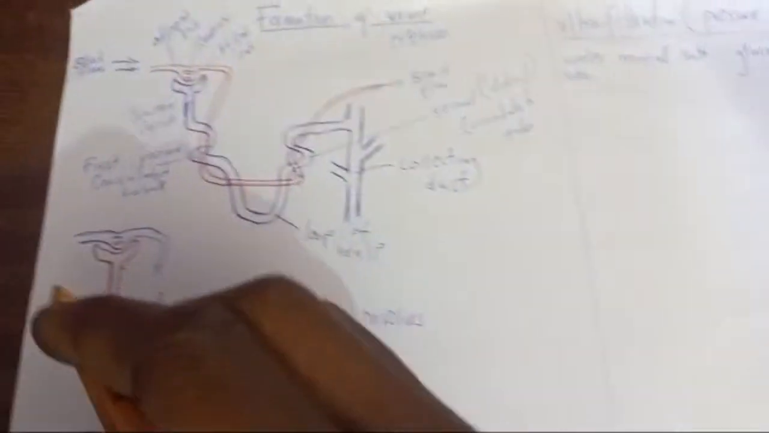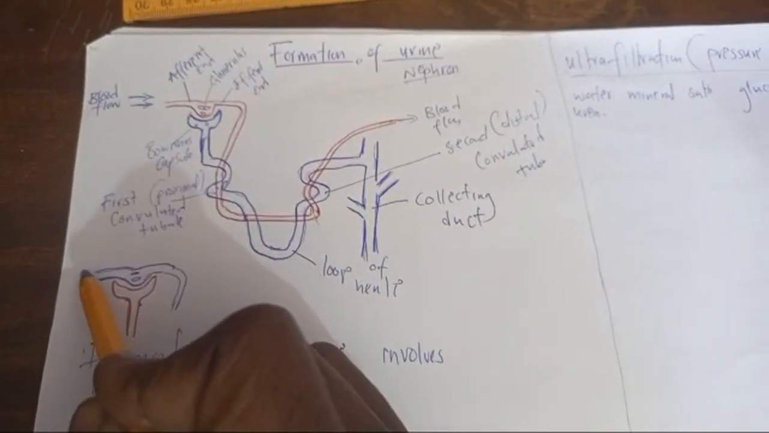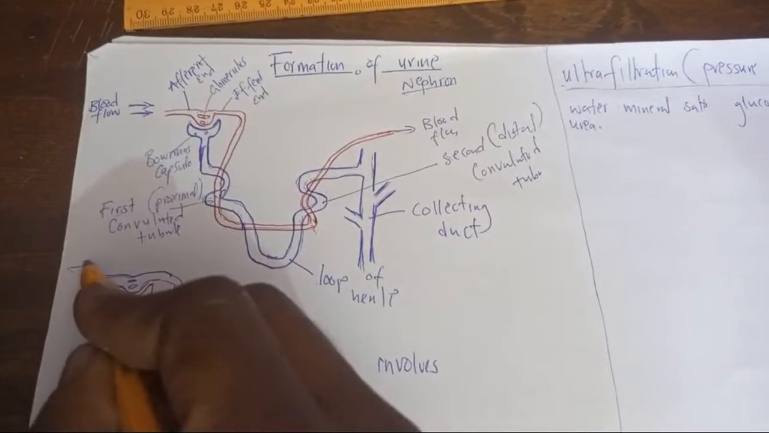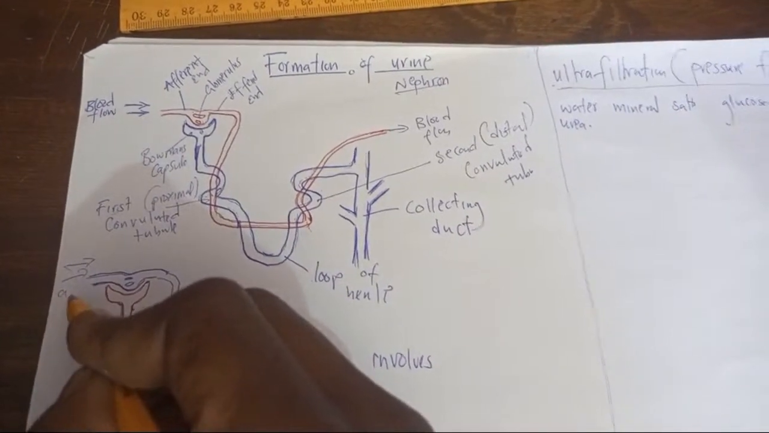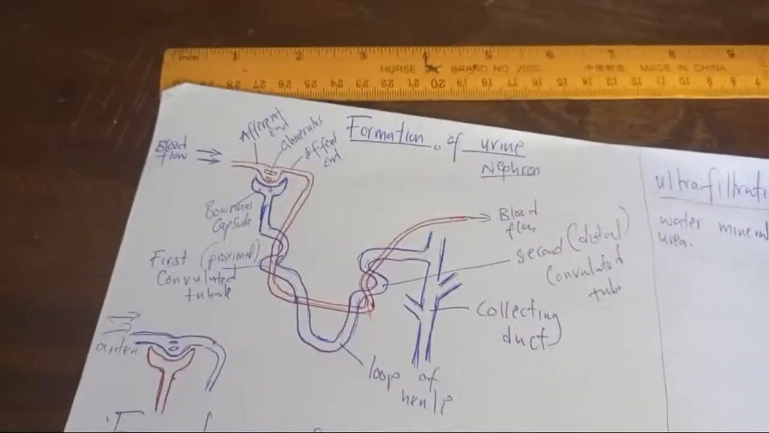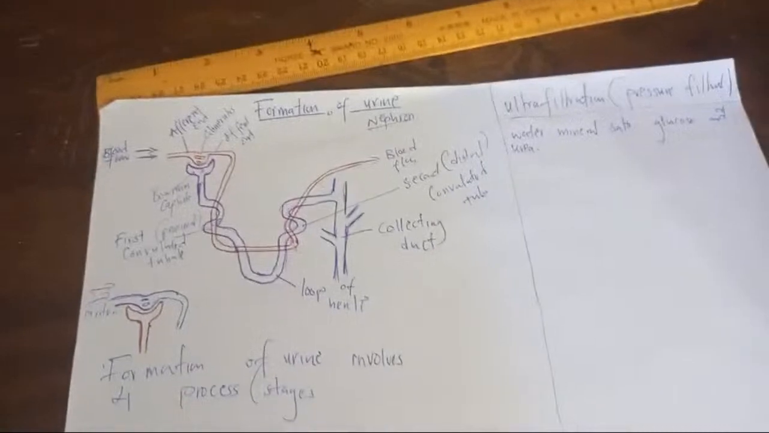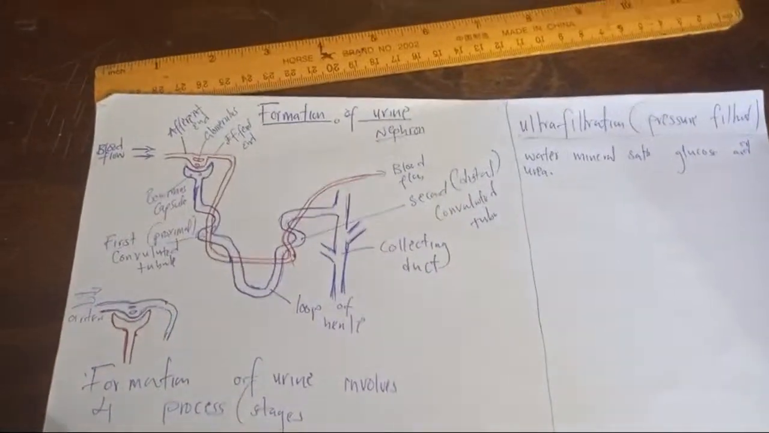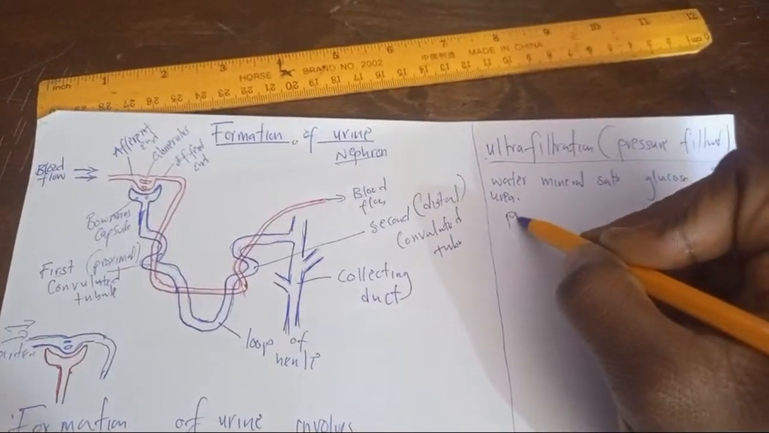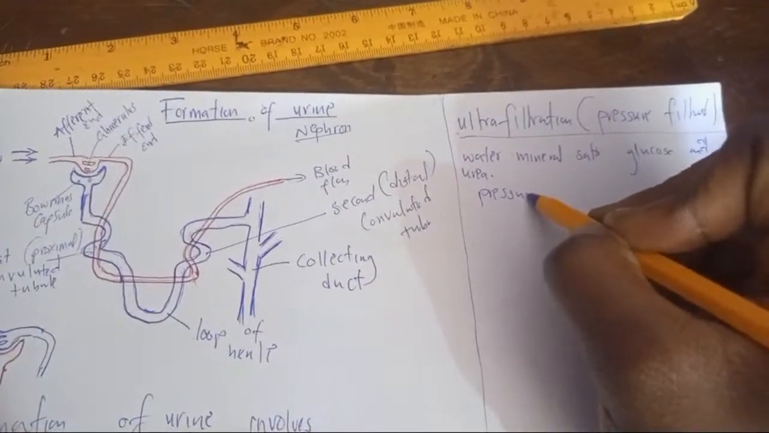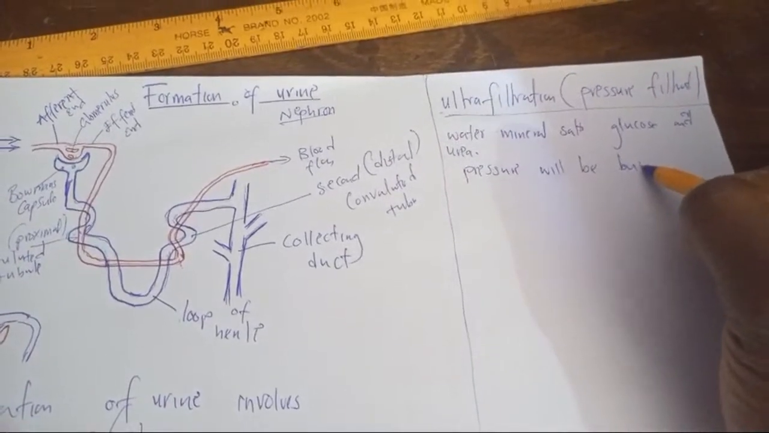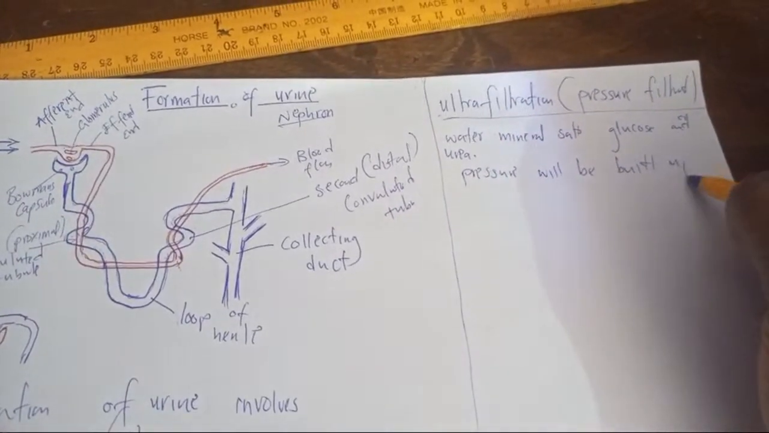So what will happen here? This is a stage. As blood enters from the heart, the blood that is entering is coming from the arteries. It's flowing through the arteries from the heart. So you say the blood which enters the glomerulus enters under high pressure. So there will be pressure. Pressure will be built up.